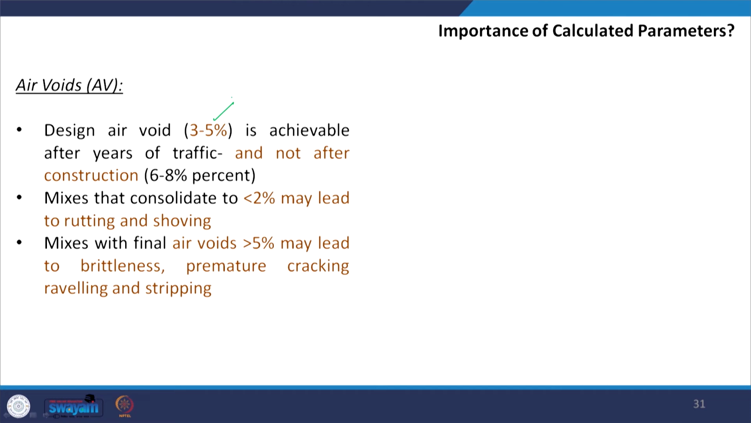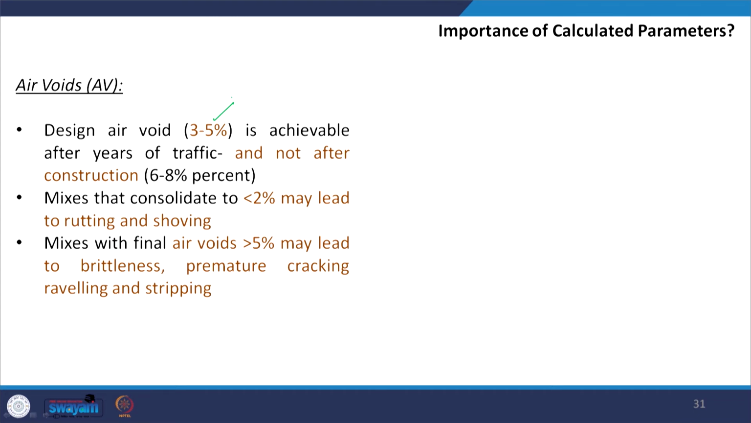At placement, before we open the pavement to traffic, the air void is typically kept within the range of 6 to 8%. We also have to ensure that when traffic starts moving over it, there will be some further compaction in the mixture, but this compaction should not be so high that the air void in the mixture drops below 2%, because mixtures having air void less than 2% may be prone to rutting as well as shoving.